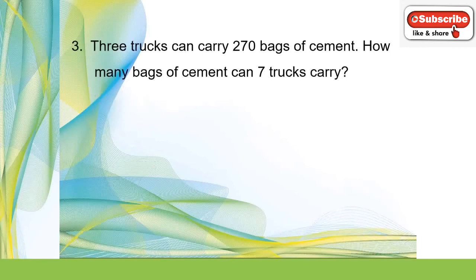Number 3. 3 trucks can carry 270 bags of cement. How many bags of cement can 7 trucks carry? A. 180. B. 360. C. 450. D. 630. Write your answer now. Time is up. The correct answer is letter D.